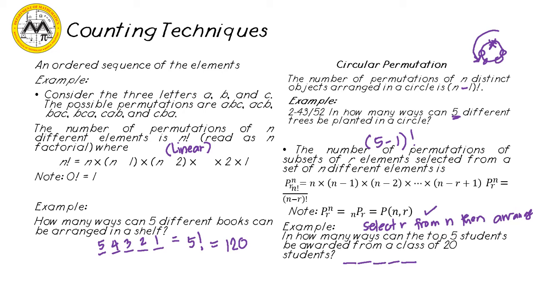So we have the top 5 positions. Top 1, top 2, 3, 4, and 5. So the top 5 positions, top 5 slots. For the first place, we have 20 options, any of the 20 students. For the second place, 19, 18, 17, and then 16. So this is the same as 20 permutation 5. So you can evaluate this using your calculator.